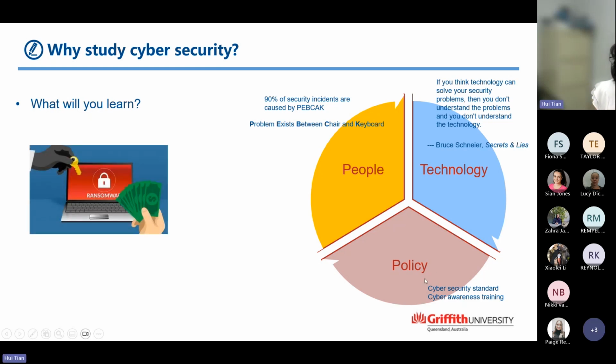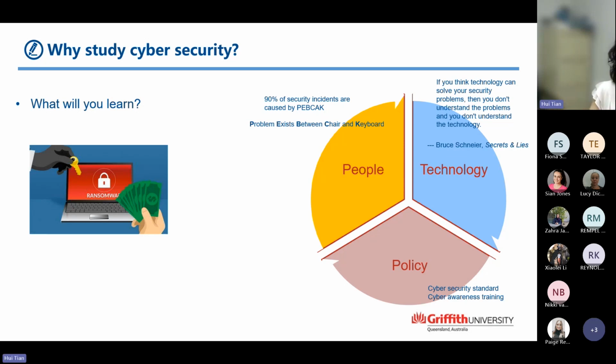So I'll give you some examples which you might understand better about what you will learn here. The first example would be this ransomware attack. Maybe you or your friends may have been attacked by ransomware sometimes, because I often have students who talk to me and say they had a ransomware attack on their files, and their computer got locked.